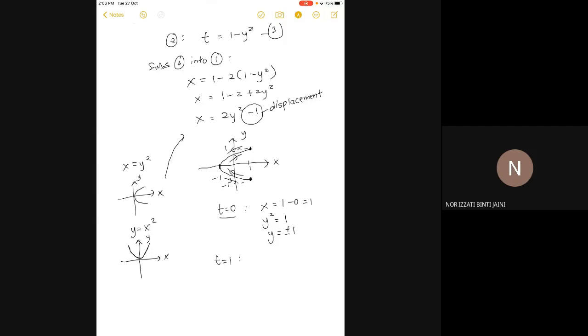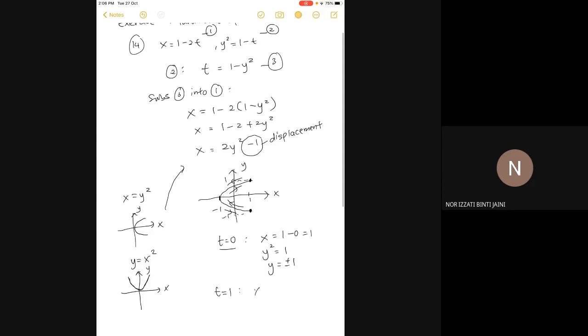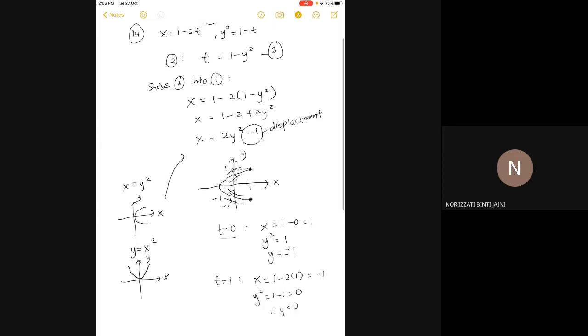And then kalau you cari t equals to let's say 1 ke, dia akan dapat apa? X equals to 1 minus 2 which is negative 1. Y squared equals to 1 minus 1 which is 0. So your Y will be 0. So kat sini kan, so maksudnya tadi betul lah dia akan start habis sini, pergi ke X equals negative 1, turun bawah, then naik atas balik. Okay. So this answer has been updated in column already.